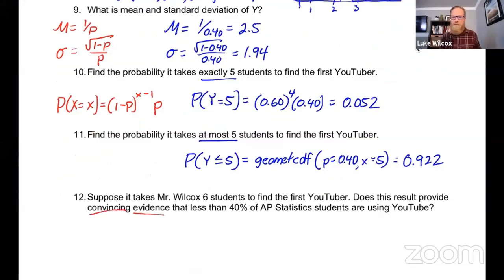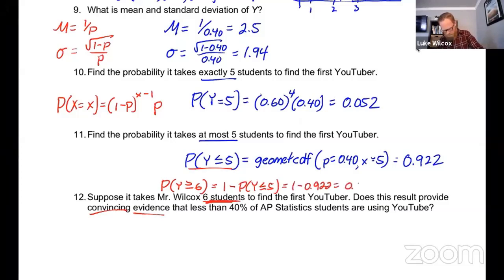So we see this language of convincing evidence, which I hope makes you think inference and significance test, and maybe even p-value. So we need to know how likely is it that this would happen, or more extreme, assuming that the claim is true. Well, let's just pause right here. That value or more extreme, we are looking for the probability that it would take 6 or more students to find YouTube. Well, we know from question number 11, the probability of getting less than or equal to 5. This is just the complement of that. So I just want to do 1 minus the probability that y is less than or equal to 5, which we just calculated as 0.922. And so now I'm getting my p-value here of 0.078.